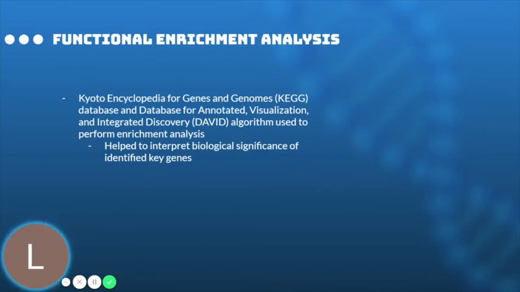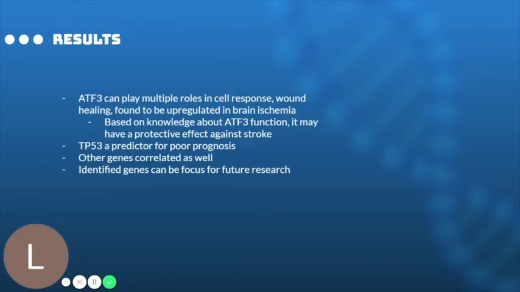But they want to narrow this down to the most important genes and try to discern their function. So they use the Kyoto Encyclopedia of Genes and Genomes, also known as KEGG, which is a database, and the Database for Annotation, Visualization and Integrated Discovery, the DAVID algorithm, to perform enrichment analysis, which helps them discern the biological significance of their identified key genes. So they can find out what these genes actually do in the body and how they're important specifically, rather than just knowing that they interact with a lot of other genes.